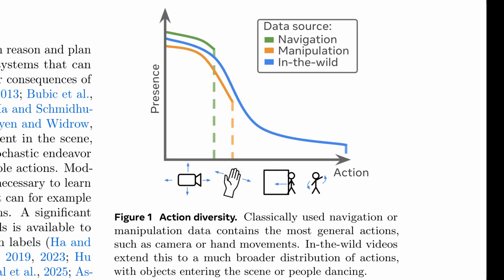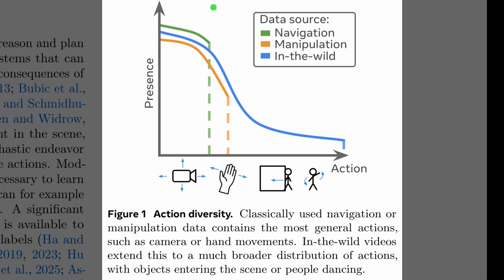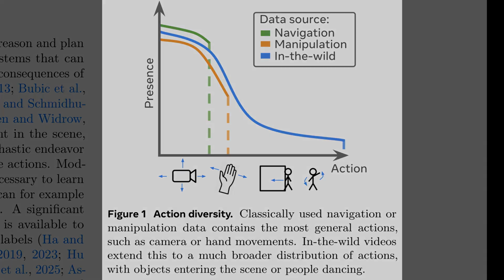So, Figure 1 illustrates the core motivation by comparing the breadth of actions in different datasets. The green and orange curves show that standard navigation and manipulation data cover only a narrow slice of possible behaviors, effectively limiting models to basic camera or hand movements. In contrast, the blue curve for in the wild videos extends much further to the right. This long tail captures a rich variety of unscripted events, such as new objects entering the scene or people interacting, which are crucial for learning general-purpose world models.